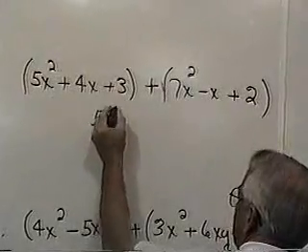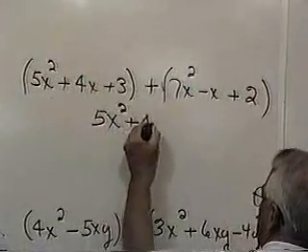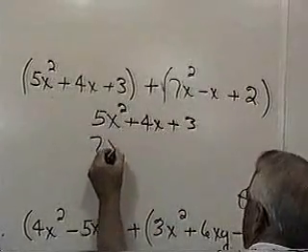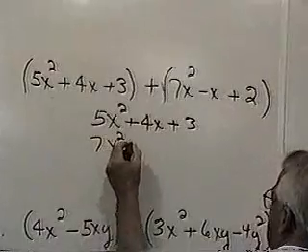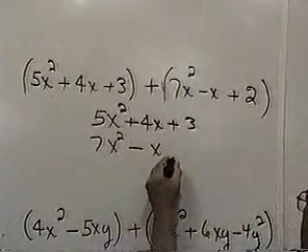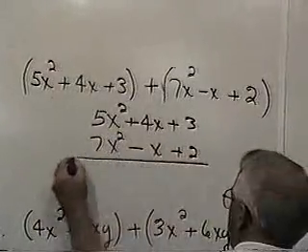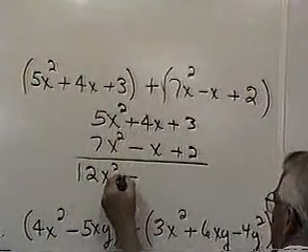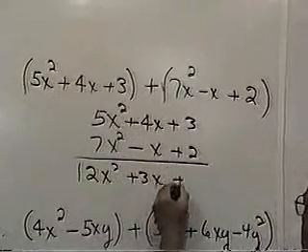So let's write down 5x squared plus 4x plus 3, and then write the other one below it. Put x squares below x squares, x's below x's, and numbers below the numbers. And adding, we get 12x squared. Adding, we get plus 3x. Adding, we get plus 5.